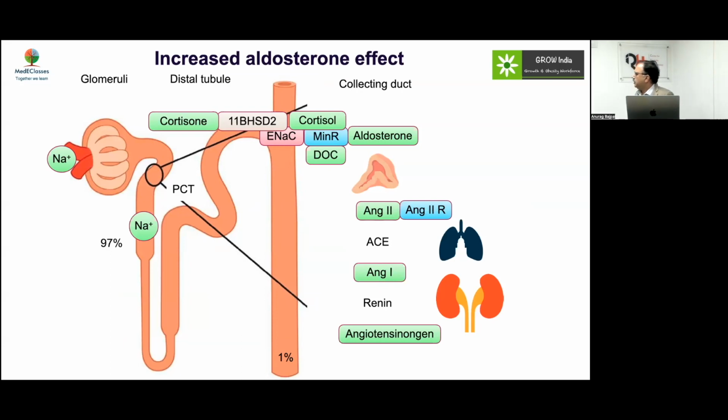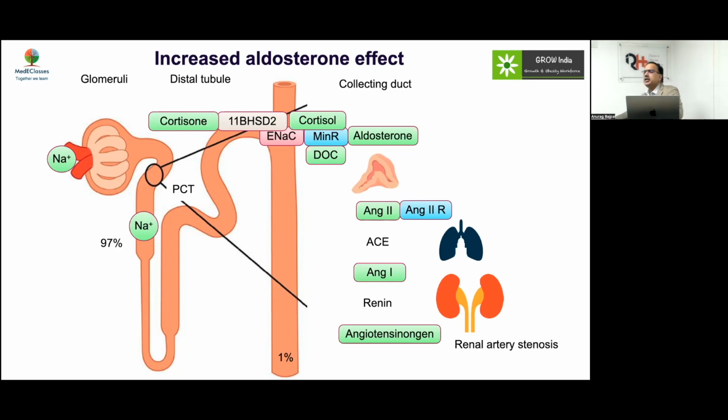So when we talk about increased aldosterone effect, the situation can start right from the production of renin. So you can have scenarios in which there is increased renin production. The classical example we all know is a renal artery stenosis, in which the kidneys feel that there is no blood flow and they are going to push a lot of renin to increase the perfusion, causing hypertension.